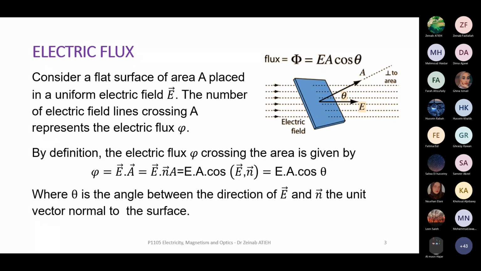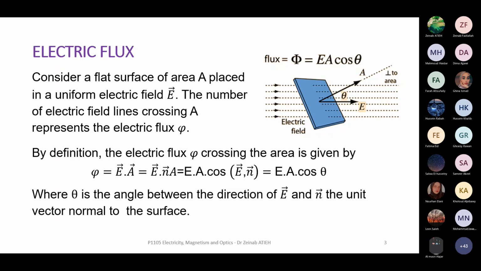Okay, so what is an electric flux? Let's start. What is an electric flux? Let's consider a flat area A, placed in a uniform electric field E. As you can see, there's an electric field E, uniform. It means the electric field has a constant value and constant direction everywhere in the region.